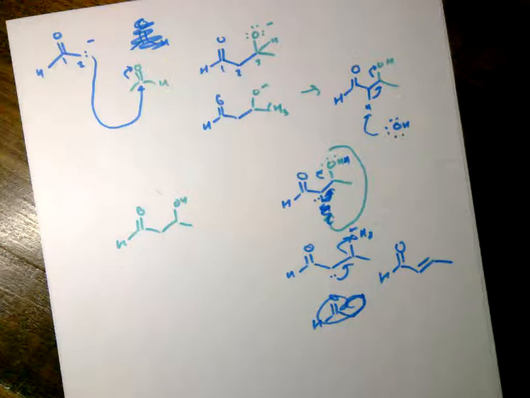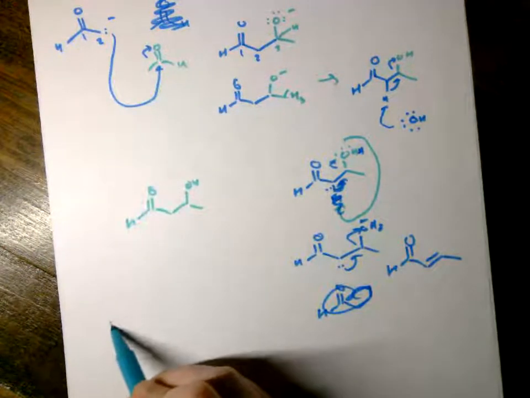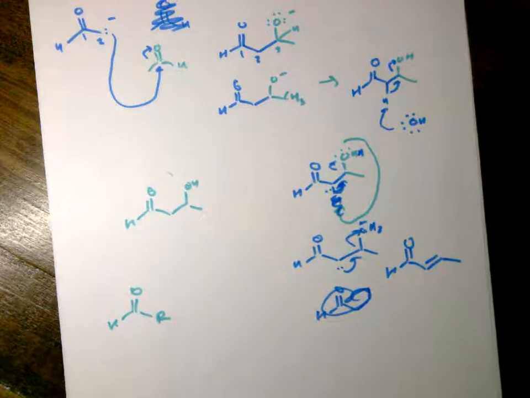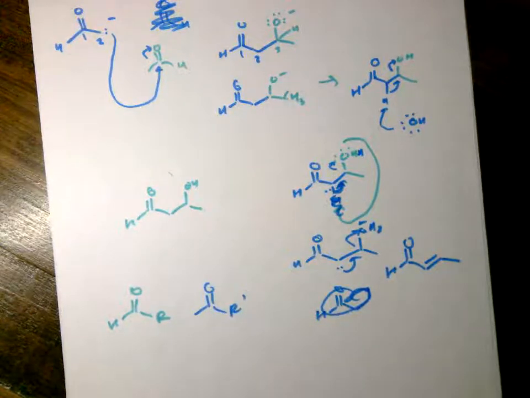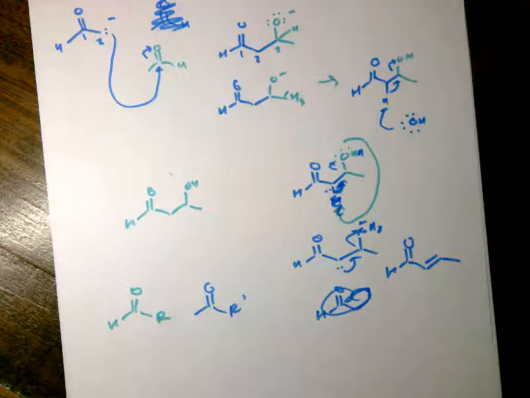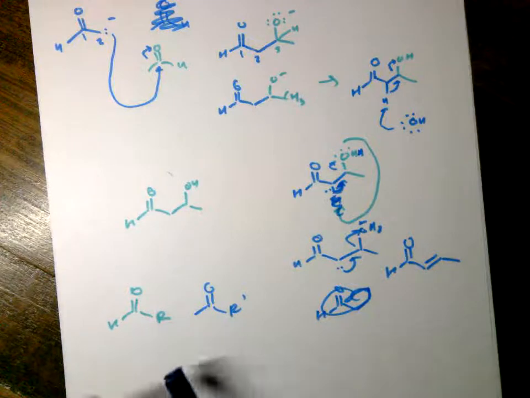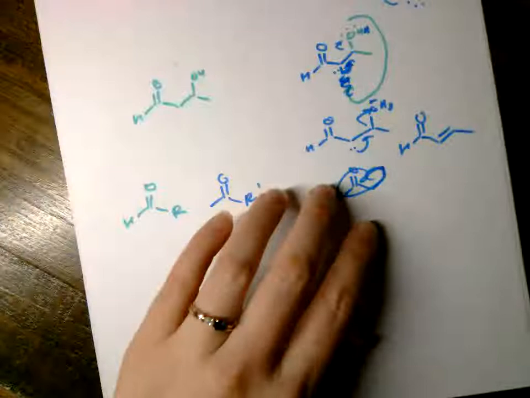You can get what's called a crossed aldol condensation, and that's just when the R groups are different. So like if you have an R group here versus a different R group, we'll call R prime over here. That can be when it gets tricky, because this can react with itself, or this can react with itself, or they can react with each other, and either one can be the attacking group. But it's still just an aldol condensation.